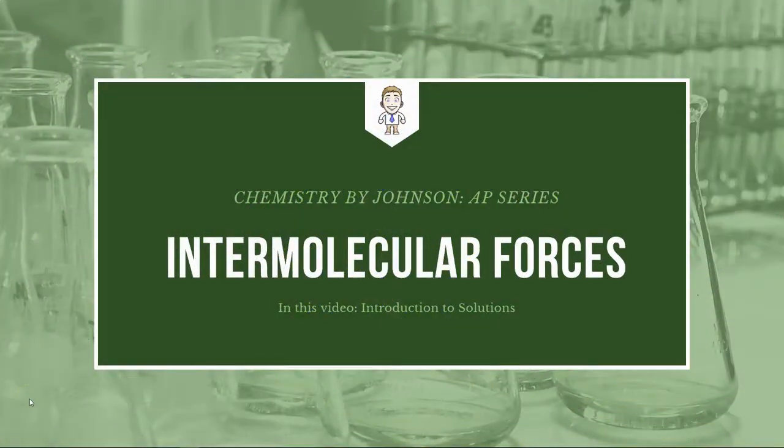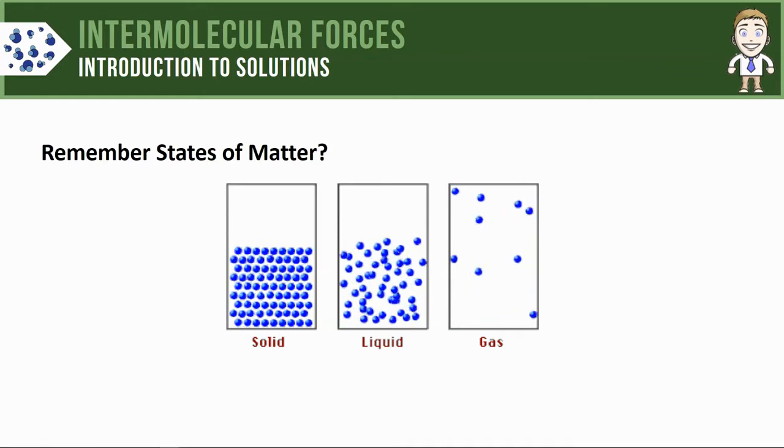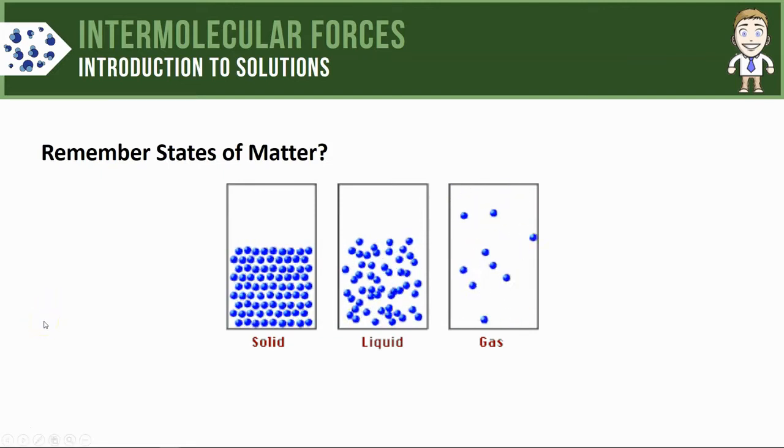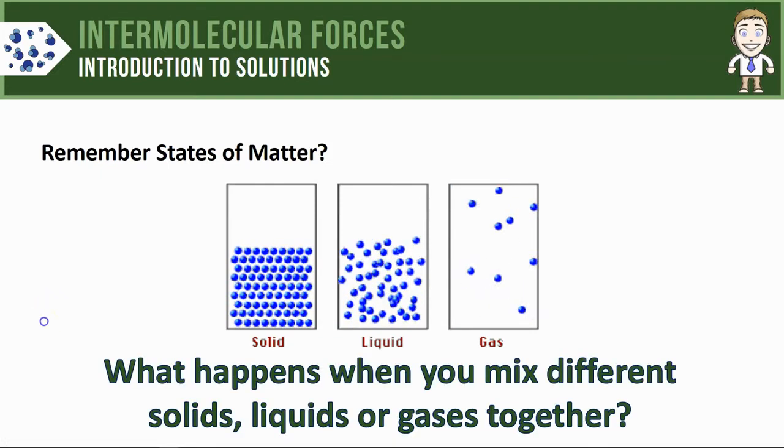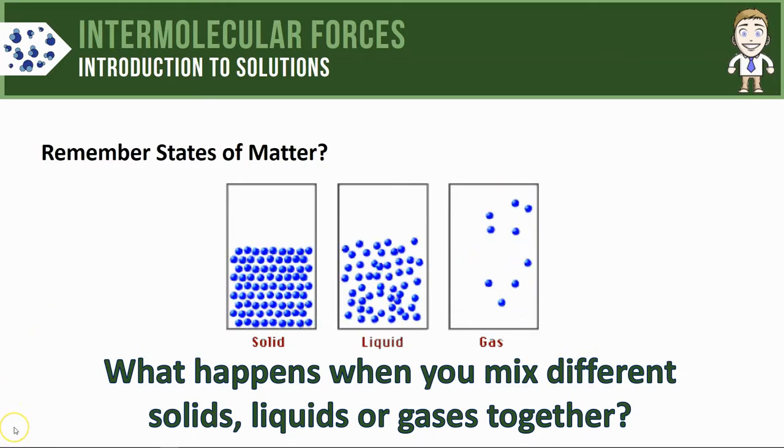Hey everyone, in this AP Chem series video, I'll introduce, explain, and give some examples of solutions. So far in this video series, we've learned lots of different stuff about the states of matter, solids, liquids, and gases. And in this video, we'll keep doing that, but take it one step further as we talk about what happens when you start to mix different solids, liquids, and gases together.